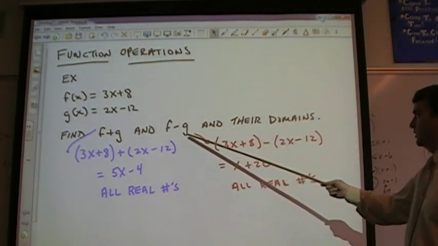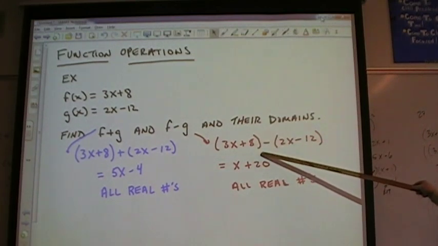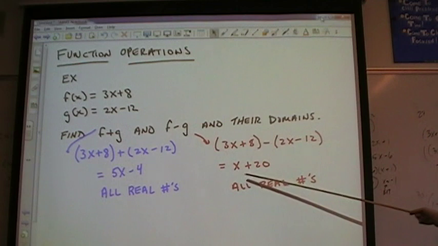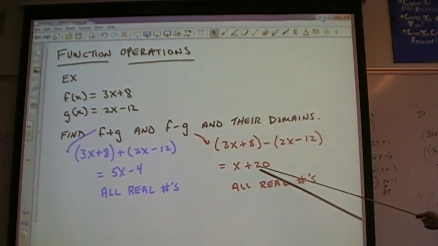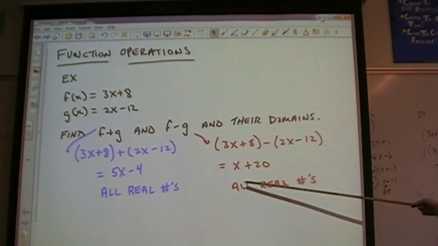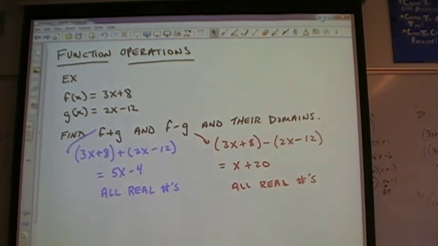Over here, this is where I was talking about how it helps if you put parentheses, because you need to distribute the negative. You have to subtract the whole thing. What's 3x minus 2x? 1x. 8 plus 12 is 20. So x plus 20 is your answer, and it's, again, linear. Your domain is all real numbers. So whenever you have an x in the answer, it's going to be all real numbers, if x is your largest variable.